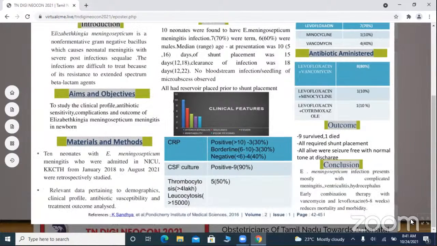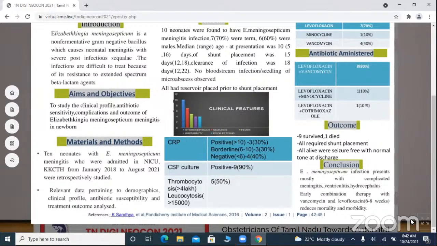Yes. So the 10 neonates admitted in the NICU of KKCTH from January 2018 to August 2021 were retrospectively studied. All the relevant data pertaining to demographics, clinical profile, antibiotic susceptibility, and treatment outcome were analyzed in our institute. We found that of the 10 who had the infection, 7, that is 70%, were term, and 60% were males. The median age at presentation was 10 days, shunt placement was around 15 days, and they required around 18 days for clearance of infection.